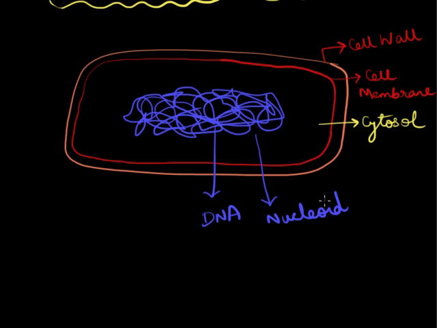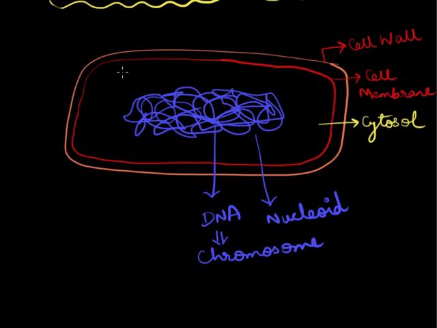Nucleoid. It is similar to the nucleus, but it is not exactly a nucleus because it does not have a membrane. So this is the major DNA, or it is also called the chromosome.